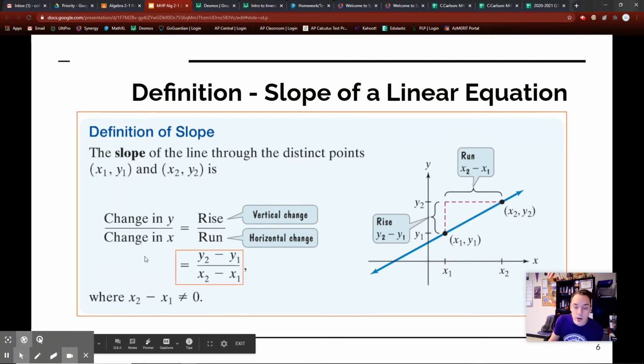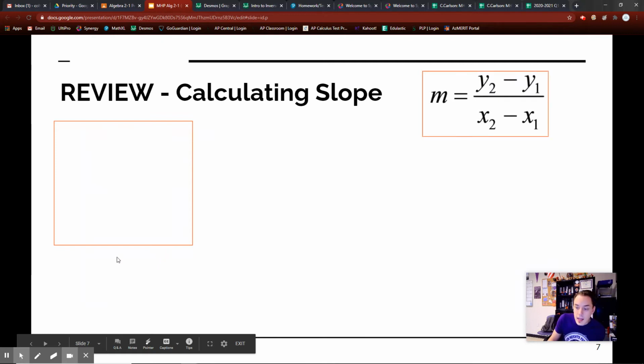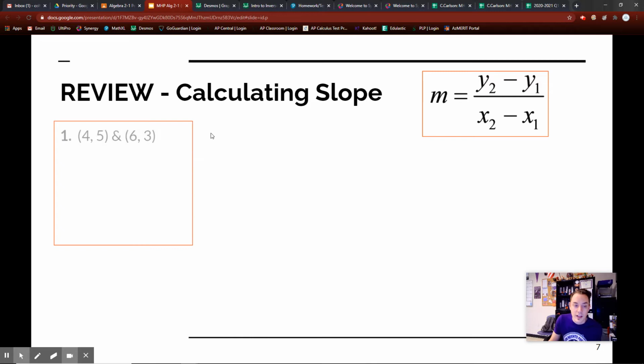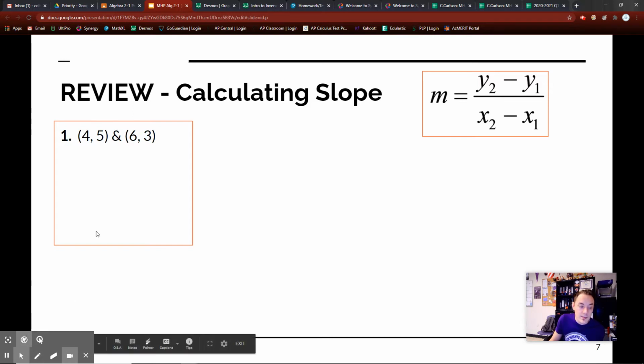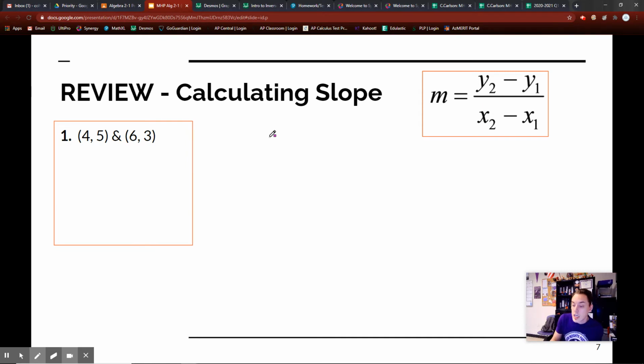So if I go to this slide, we're going to review some slope. Now, if you feel confident in finding slope, by all means, don't waste your time here. Skip this. I'm going to review it because I think it's necessary, just to make double sure that we know how to find slope. This is my formula, okay? And let's just say I'm given these 2 points.